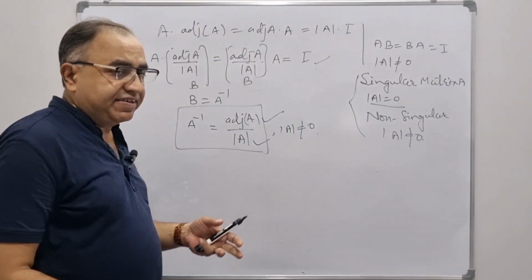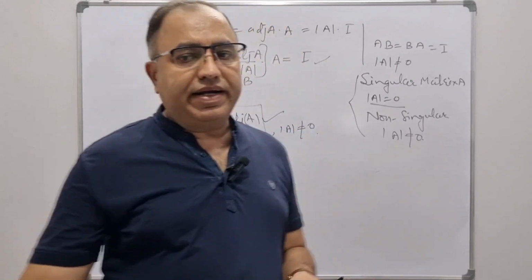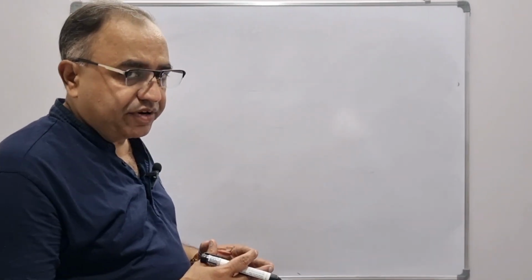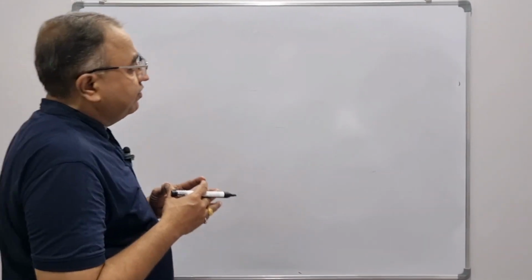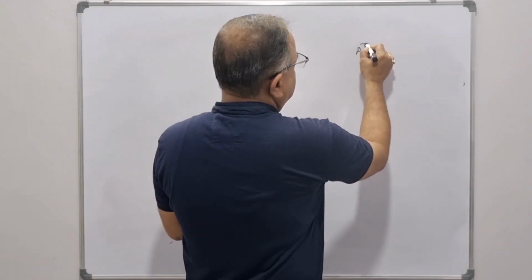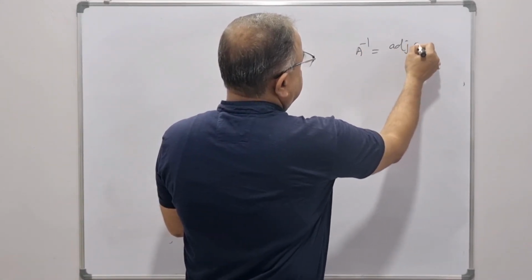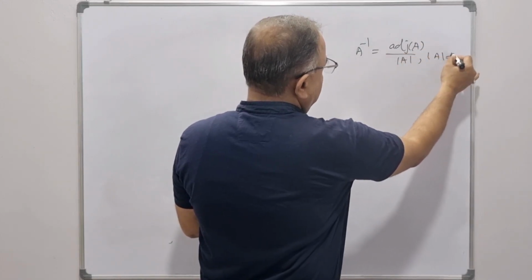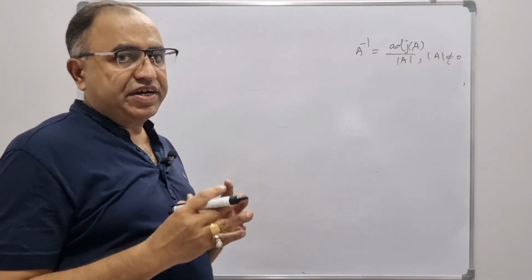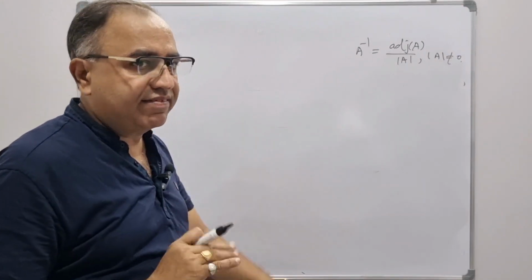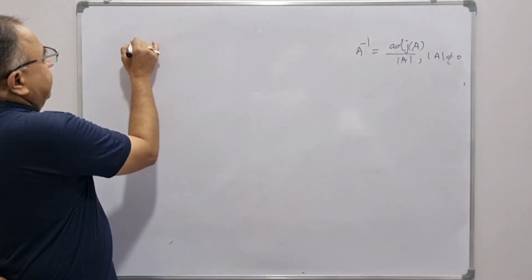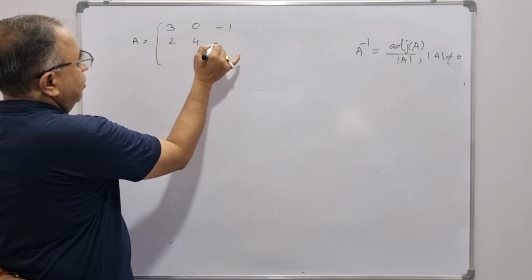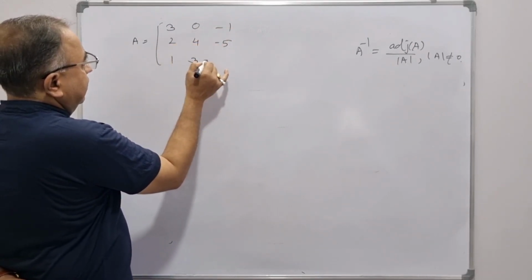Right? Now I will illustrate one example on how to find the inverse of a matrix. As we have seen, the formula for finding the inverse of any matrix is adjoint A divided by determinant A, provided determinant A is not equal to 0. So I will illustrate it through steps, and all these steps I will illustrate through an example. Right? Suppose A is a matrix of order 3 by 3: 3, 0, minus 1; 2, 4, minus 5; 1, 3, and minus 2.